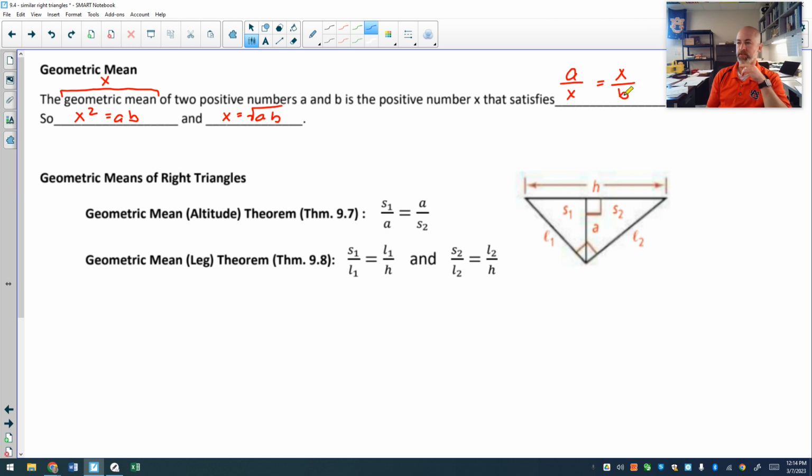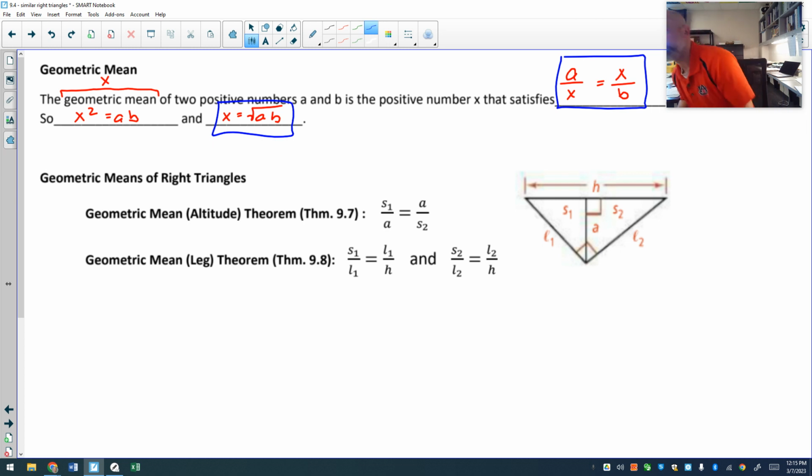A over x equals x over b. Now that does work its way down to, if you cross multiply, x times x is x squared, a times b is ab, and then if you solve for x, you get x equals the square root of ab, and that really is what you need to remember for the geometric mean. X is the square root of the product of the 2 numbers. Now if you don't want to memorize that, you can set it up as a proportion, a over x equals x over b, but these are 3 different representations of the same equation or same fact. And in the case of a right triangle with the altitude drawn, you have some geometric mean situations.